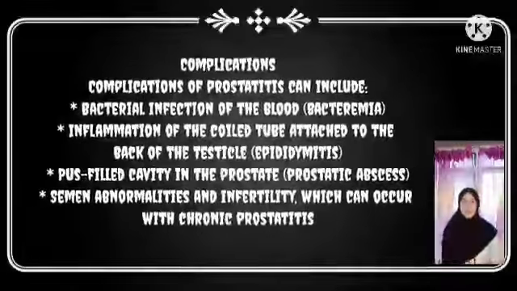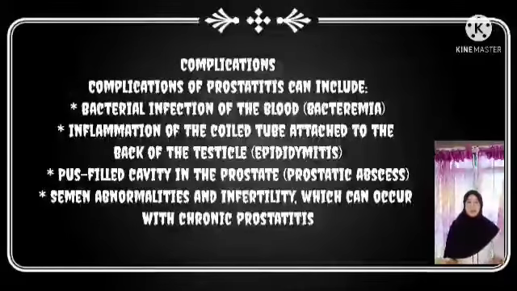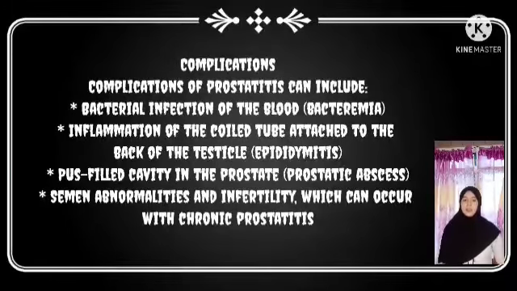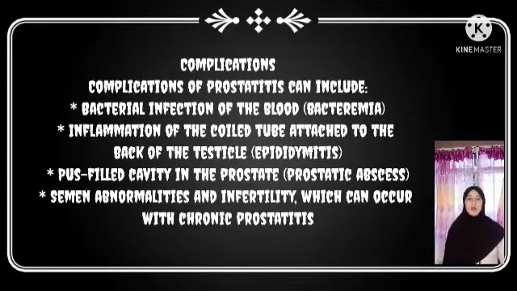Complications of prostatitis can include bacterial infection of the blood, inflammation of the coiled tube attached to the back of the testicle, a pus-filled cavity in the prostate, semen abnormalities, and infertility, which cannot be cured with chronic prostatitis.